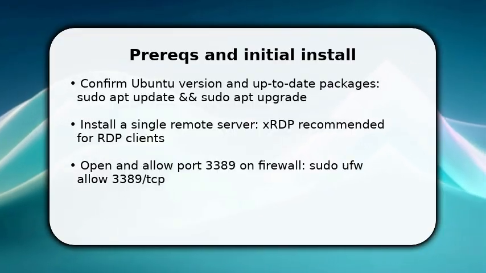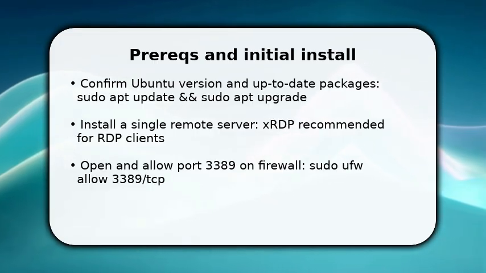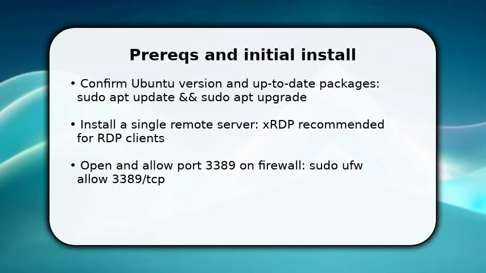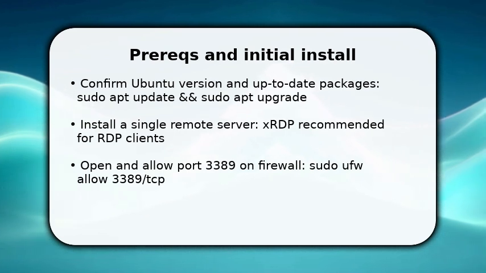Once done, open port 3389 in UFW and make sure the system user you will log in as has a password set. These steps create the reachable server and the network path before you attempt any client connection.